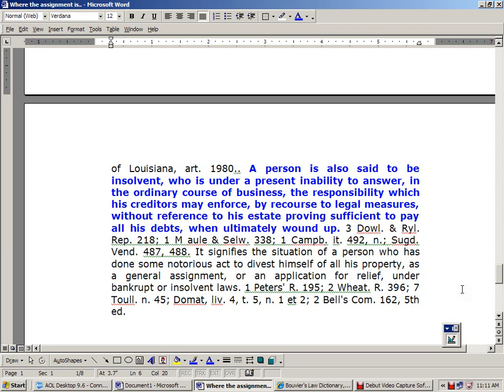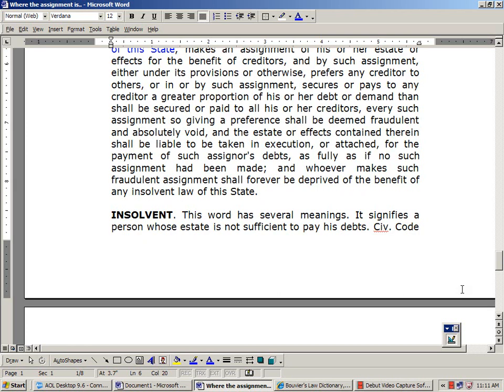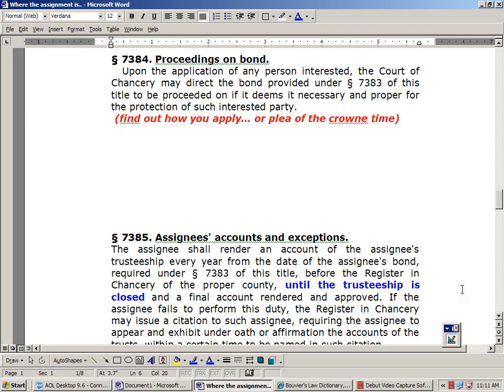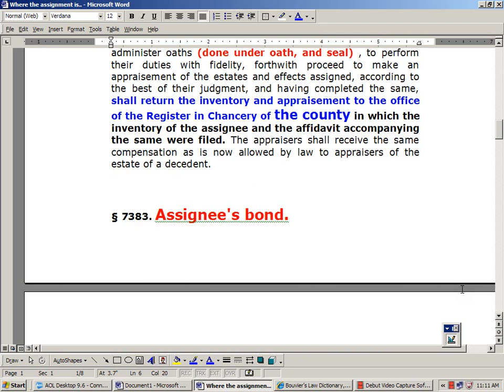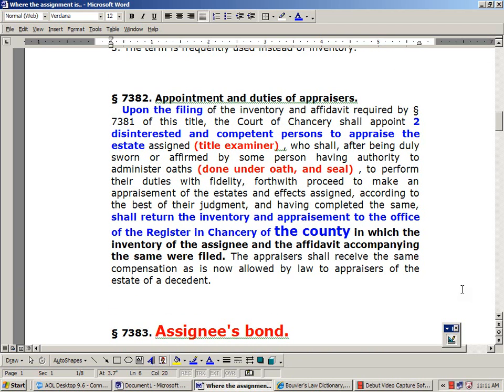Well, when we go back to the deed of trust, remember, they never acknowledged the deed. They didn't loan you no money. Therefore, the only way it can be sitting there is you just agreed to have it deposited, so now you want to have it undeposited. And I'd really, really be talking to this register in chancery of the county in which inventory, the signee, and the affidavit accompanying the same were filed.